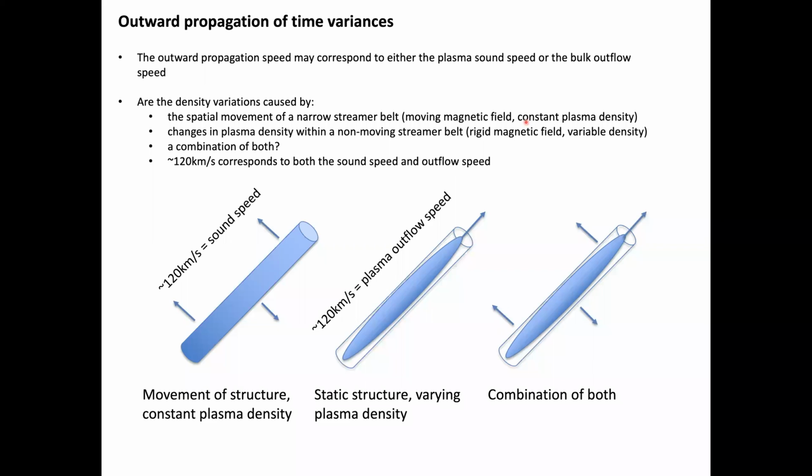And this outward propagation speed can equally correspond to the plasma sound speed or the bulk outflow speed of the plasma. And we speculate whether they're caused by the motion of the magnetic field or changes in plasma density along the magnetic field, or both.